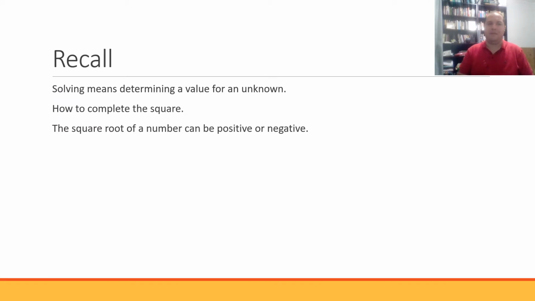All right, big things we have to recall. We want to remember that solving means determining a value for an unknown, so finding out what number x equals. We'll need to remember a bit about how to complete the square, so do a bit of revision on that if you haven't already. And we also want to remember that the square root of a number can be positive or it could be negative. And that'll be really important as we go through.